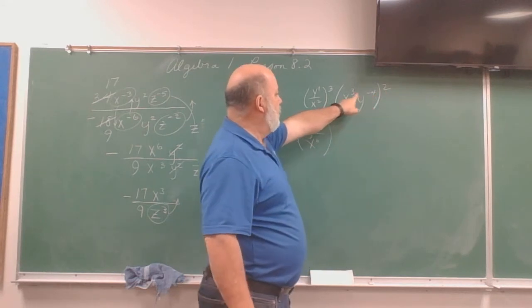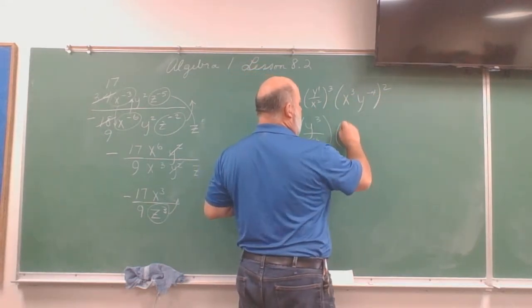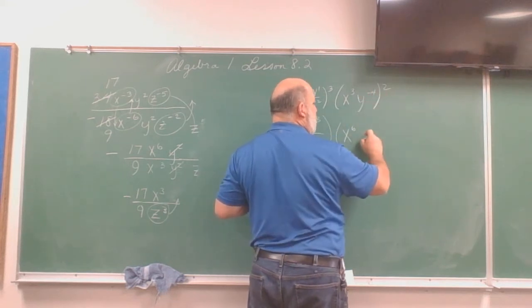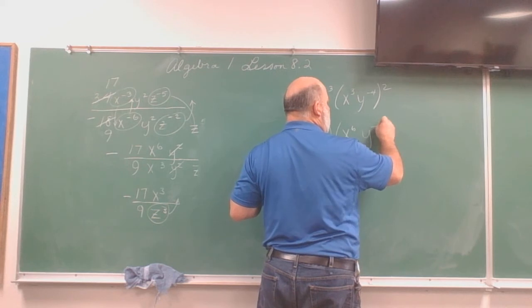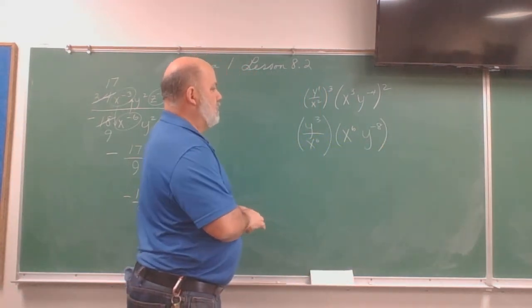Same with this 2. This gives me x cubed quantity squared, which gives me x to the 6th. Negative 4 times 2 gives me y to the negative 8 power. All right?